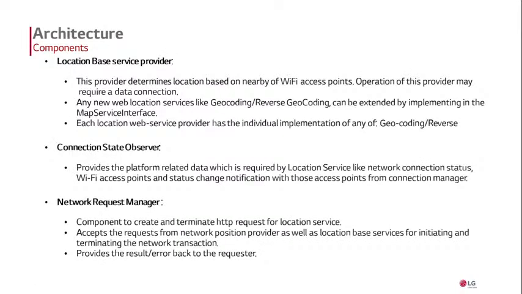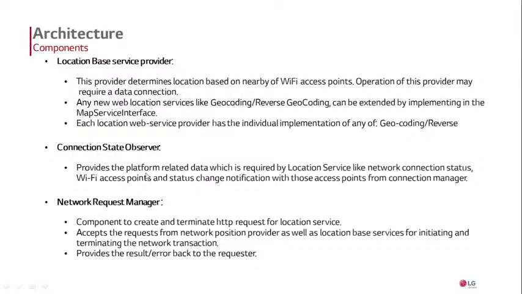Now when it comes to the architecture of the location-based service provider, this provider determines the location based on the nearby Wi-Fi access points. Operation of this provider may require a data connection. Any new web location service like geocoding or reverse geocoding can be extended by implementing the map service interface. Each location web service provider has its individual implementation of geocoding or reverse geocoding.